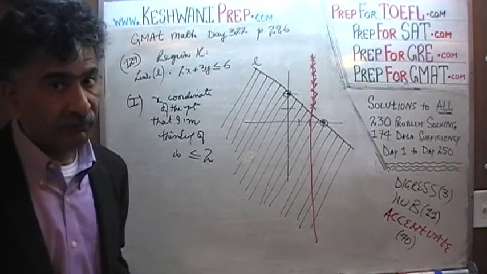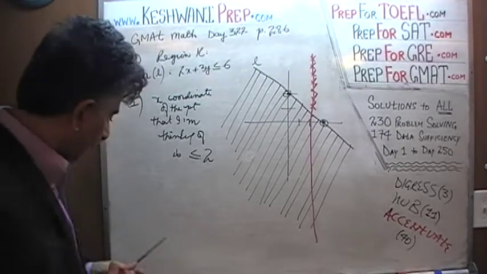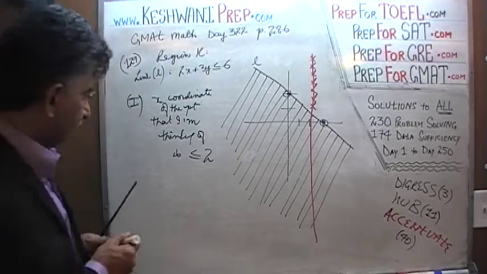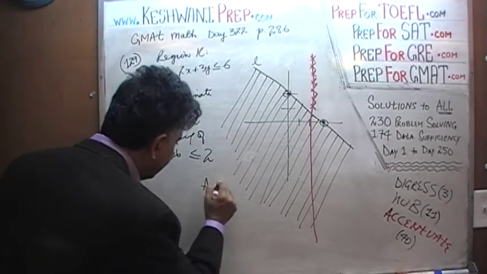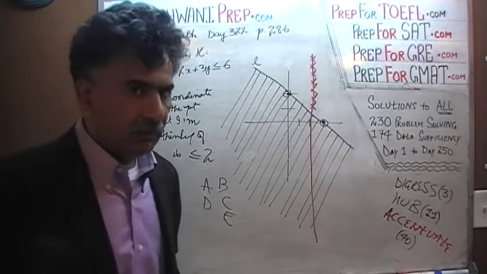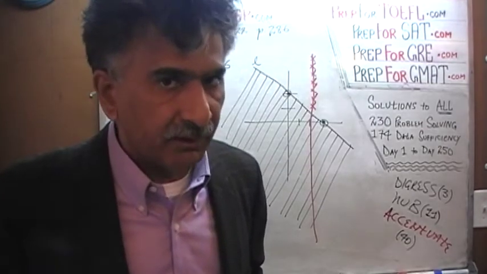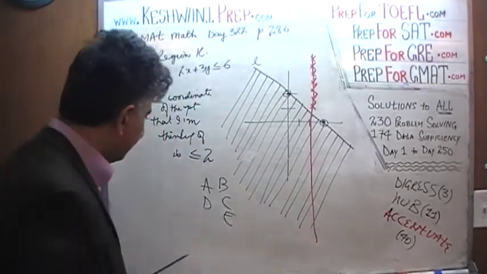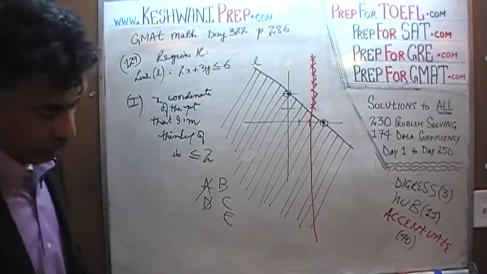Statement 1 by itself is not sufficient. A, D, B, C, E. Now that we've established that the first statement by itself is not enough, we know that the answer cannot be A or D. So here's your second hint.